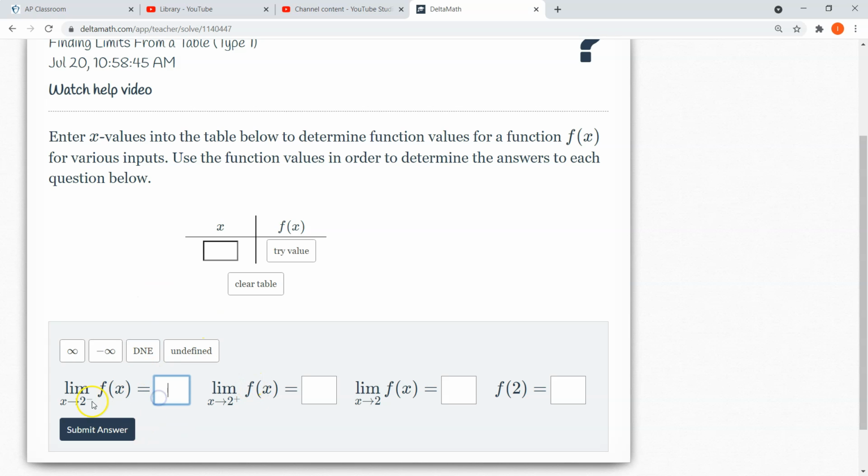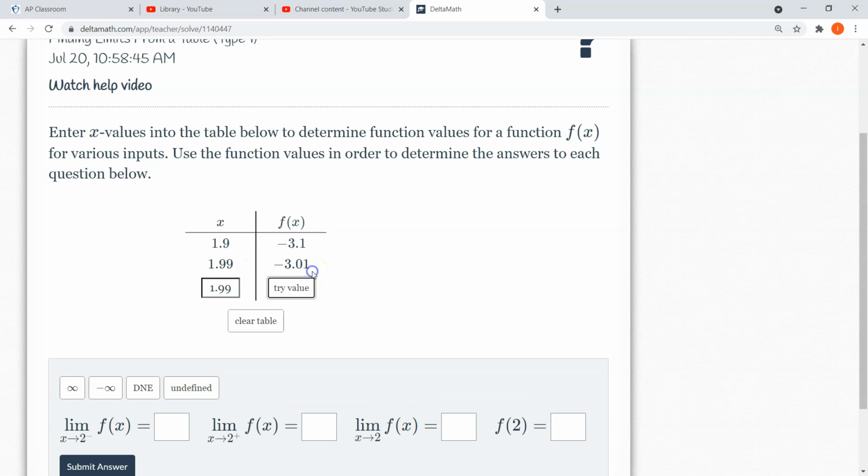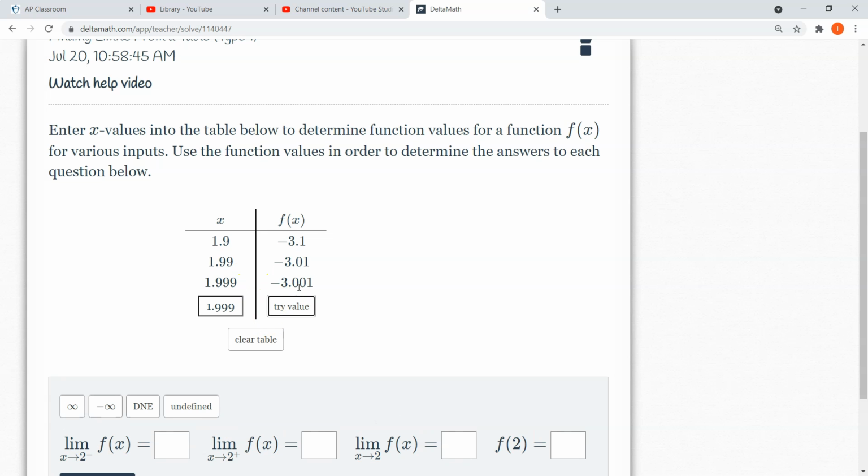So what I want to do, we'll go from left to right. I want to approach 2 from the left, which means I'm going to type in values that are a little bit less than 2. So not negative, just positive. So 1.9 is a little bit less than 2. We'll click try. Notice I get -3.1. Okay. How about 1.99? So that's a little bit less than 2, but closer than 2. Okay, -3.01. We'll do one more. 1.999, -3.001. So it looks to me that the limit is approaching -3.